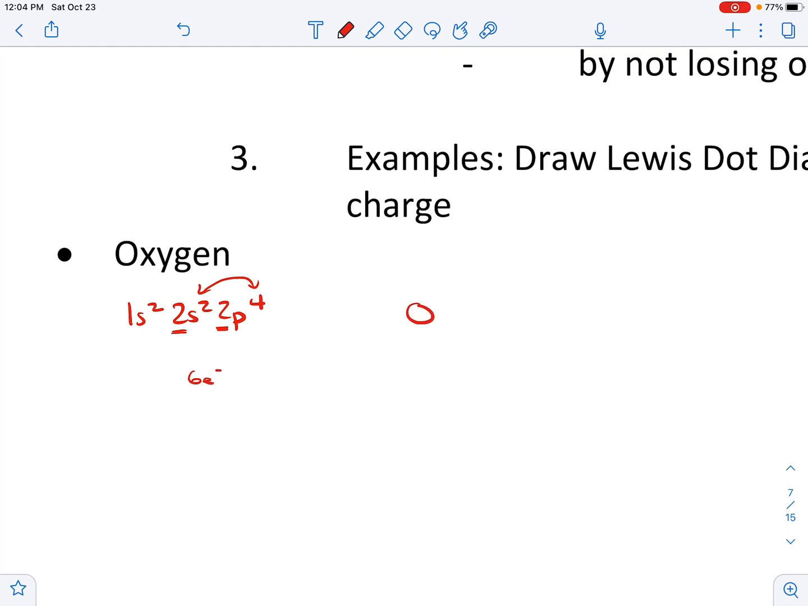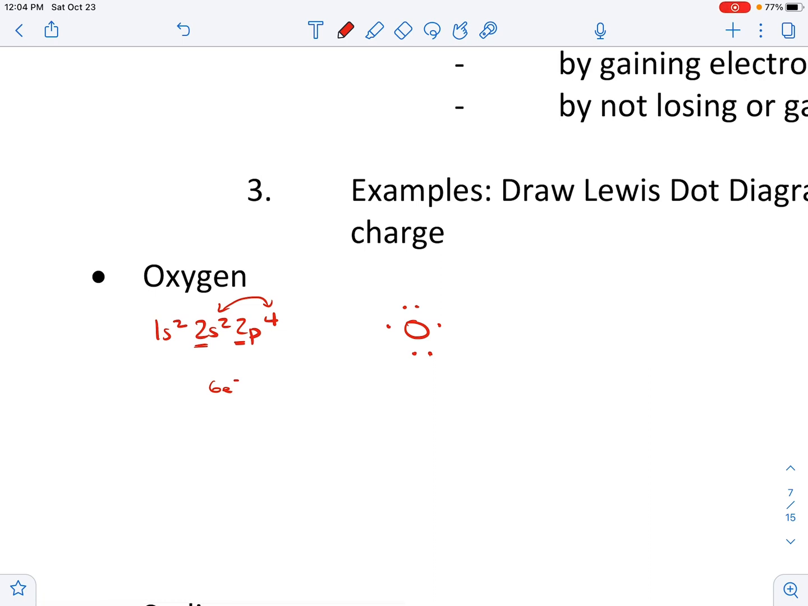So we're going to put the oxygen symbol, which is O, and then we're going to put dots around it, and there's 6 of them. So we're going to go opposite, opposite, opposite, opposite. Then we've got to start doubling them up, and that would be our 6. So oxygen has 6 valence electrons. Take a second, soak that in.